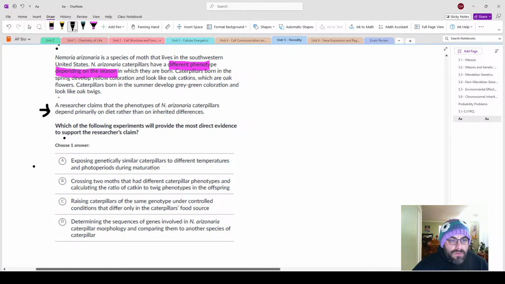Okay, this first one's about temperature. It's not even talking about the same thing. Crossing two moths that had different caterpillar phenotypes, calculating the ratio of catkin to twig phenotypes in this. We're gonna sit on B.